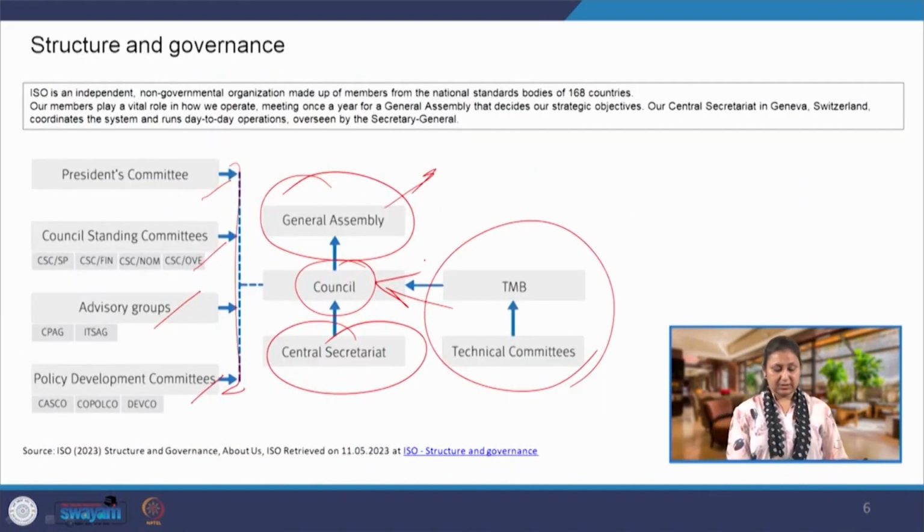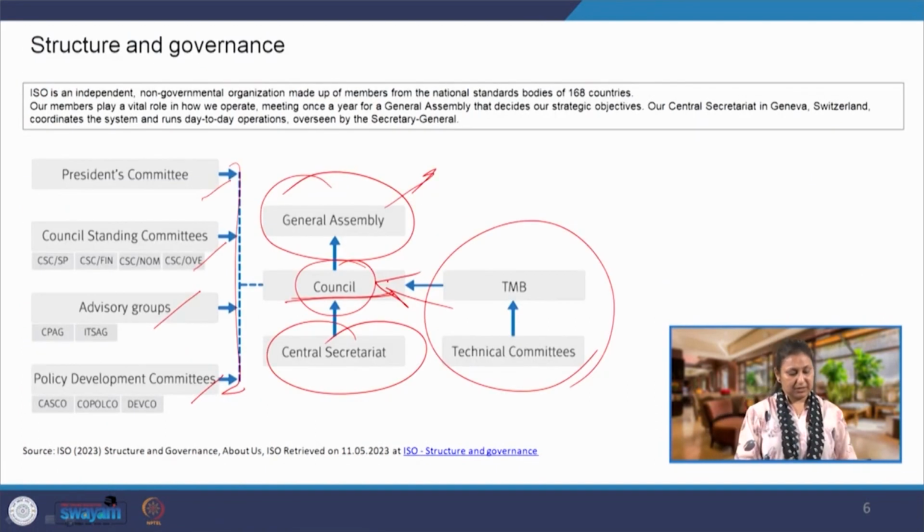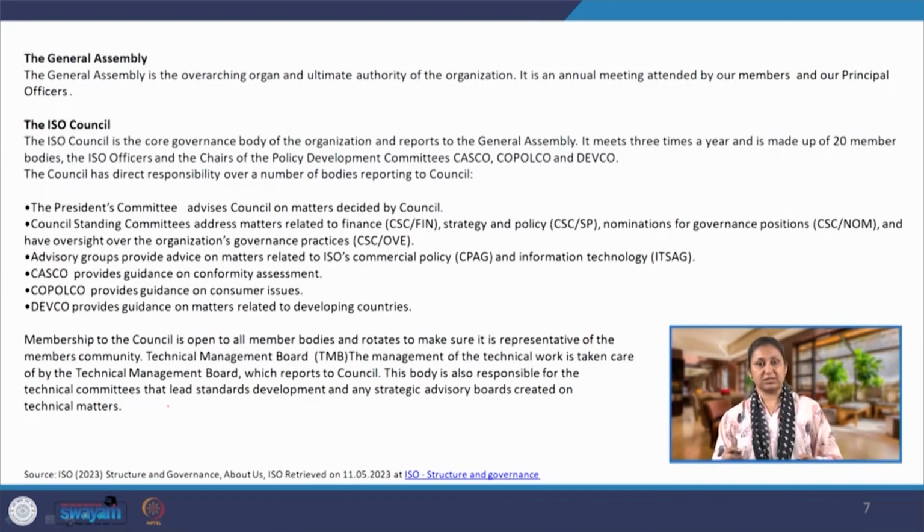Then the ISO Council, this is the council that we are talking about here. It is the core governance body, which is what we normally know in other organizations as the executive body, which executes. It is the governing body of the organization, and it reports to the General Assembly. It meets over 3 times in a year, and it comprises a few members. So, some 20 member bodies and the ISO officers and the chairs of different policy development committees. So, we have these policy development committees, and the chairs of these policy development committees are also part of the ISO council.